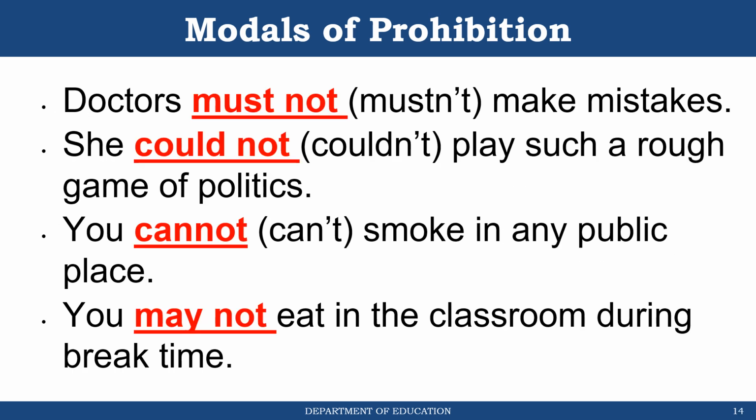Here are the examples of sentences using the modals of prohibition. Doctors must not or mustn't make mistakes. She couldn't or she could not play such a rough game of politics. You cannot or can't smoke in any public place. You may not eat in the classroom during break time. So as you can see, modals used here are the same as in modals of permission or obligation, but accompanied with the word not.